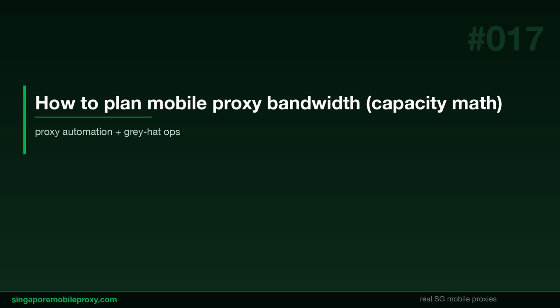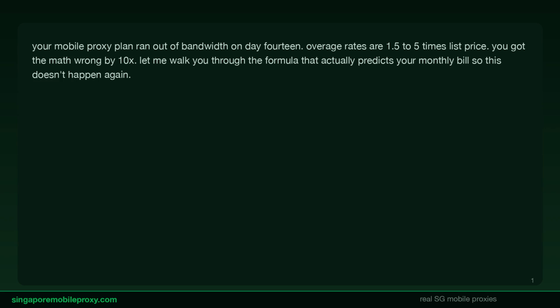...that your mobile proxy plan ran out of bandwidth on day 14 of a ride. Average rates are 1.5 to 5 times list price. You got the math wrong by 10x. Let me walk you through the formula that actually predicts your monthly bill, so this doesn't happen again.